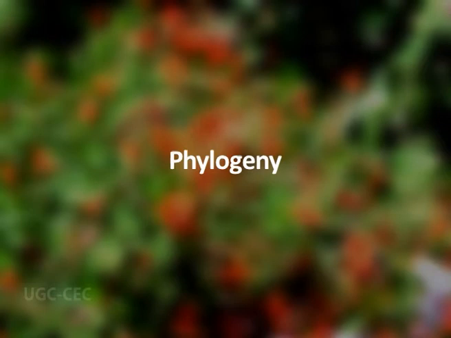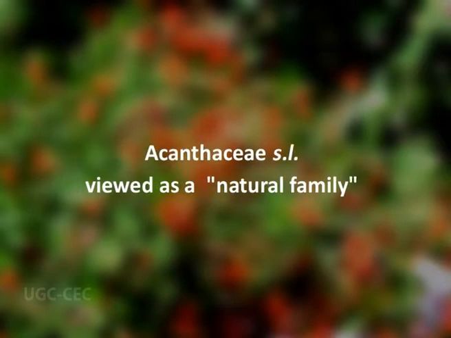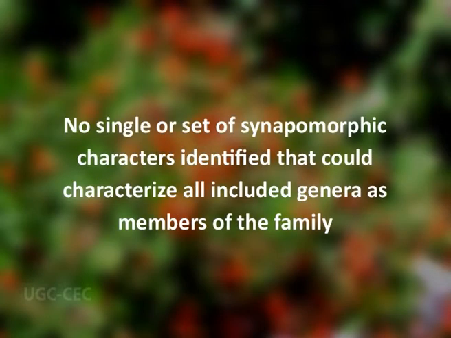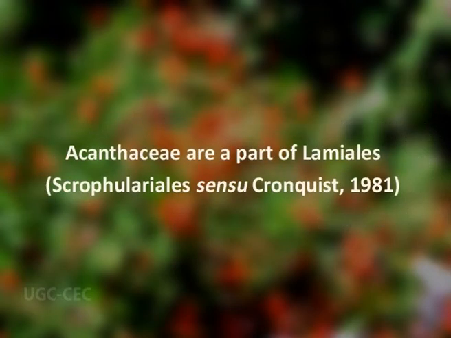Now the phylogeny. The Acanthaceae sensu lato have often been viewed as a natural family. However, no single or set of synapomorphic characters have been identified that could characterize all included genera as members of the family. Acanthaceae are a part of Lamiales, Scrophulariales, sensu Cronquist. Based on shared presence of a fruit type that is unique among angiosperms, Acanthaceae sensu stricto have been accepted as a monophyletic group.